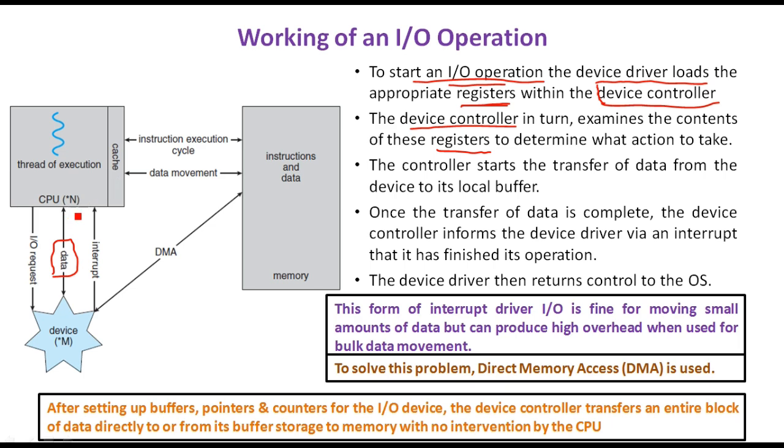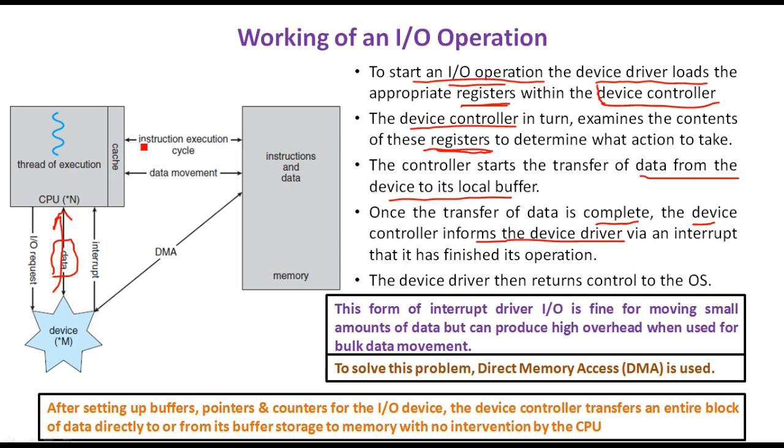Okay. When an I/O request comes, the device controller examines the registers to determine what action to take, and the controller starts transferring the data from the device to its local buffer. So this is transferred from device to local buffer. Once the transfer of the data is completed, the device controller informs the device driver via interrupt. Means when we send the I/O request, the request is coming and the data is transferred.